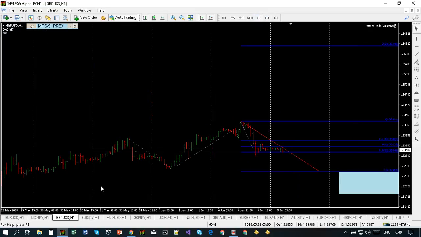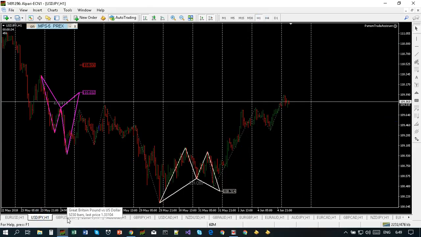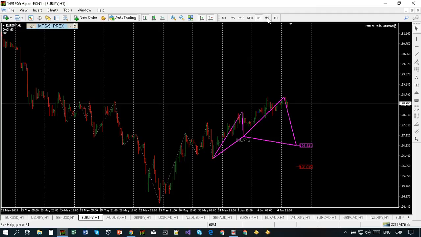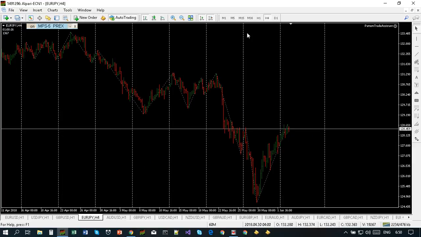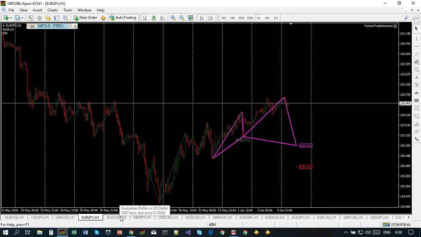Let's go back. 1 hour euro yen, cipher pattern, but it's very far from completion. You may set an alert at 126.83 something to have notification, but for me it is way too far away.